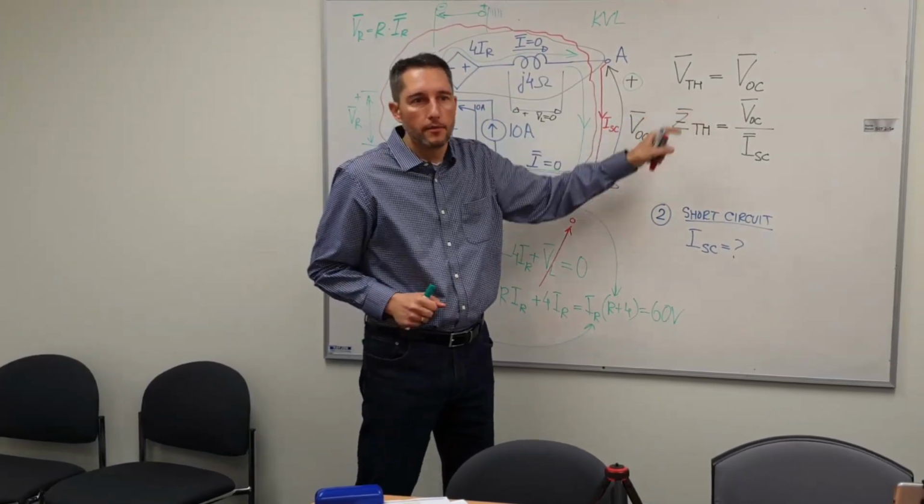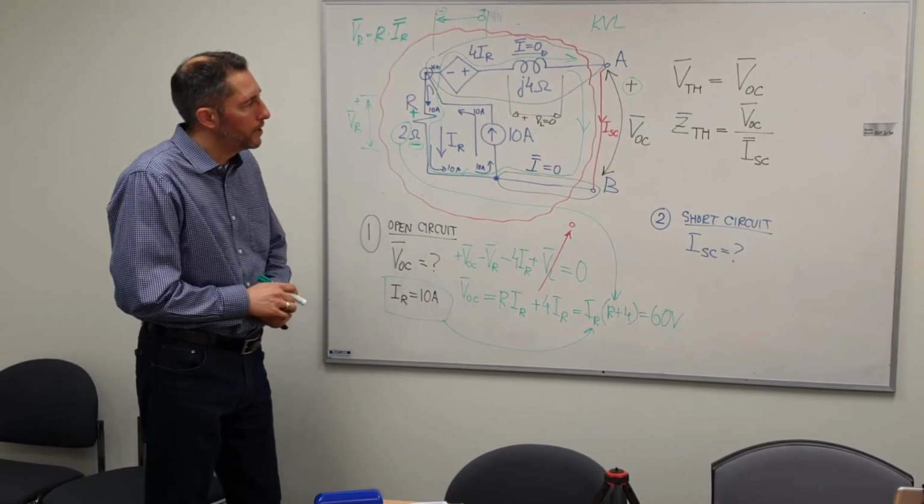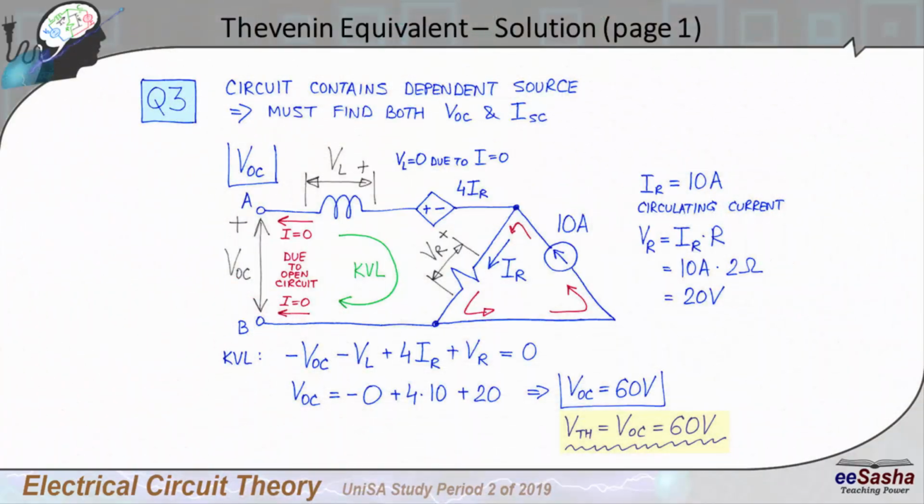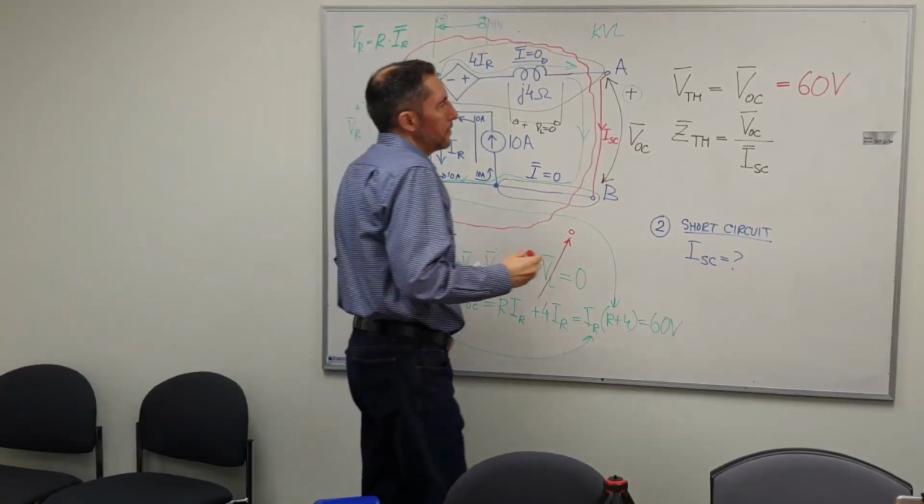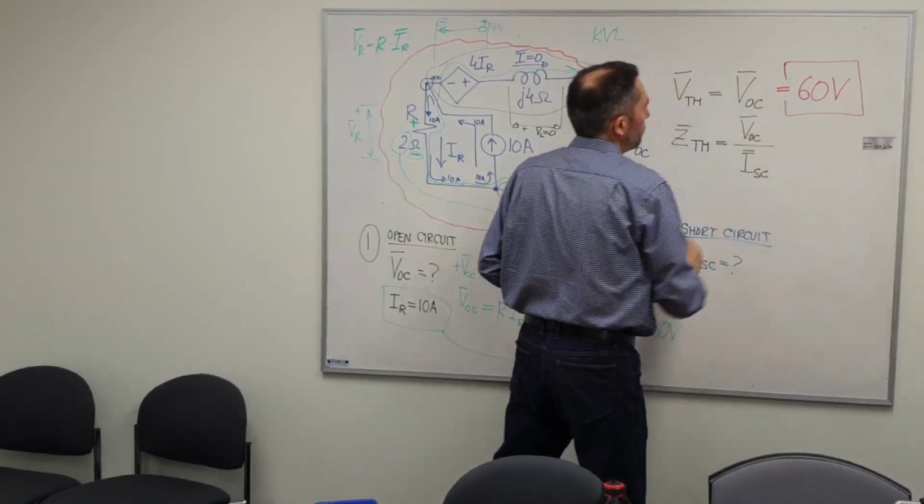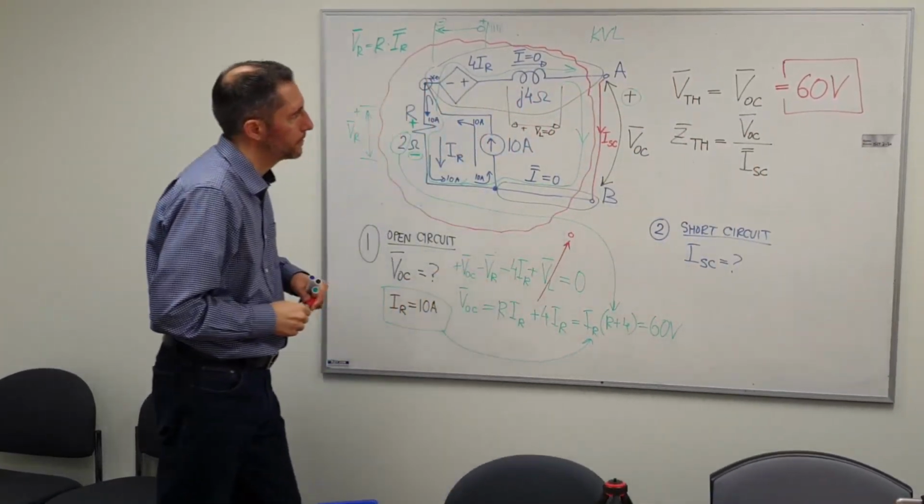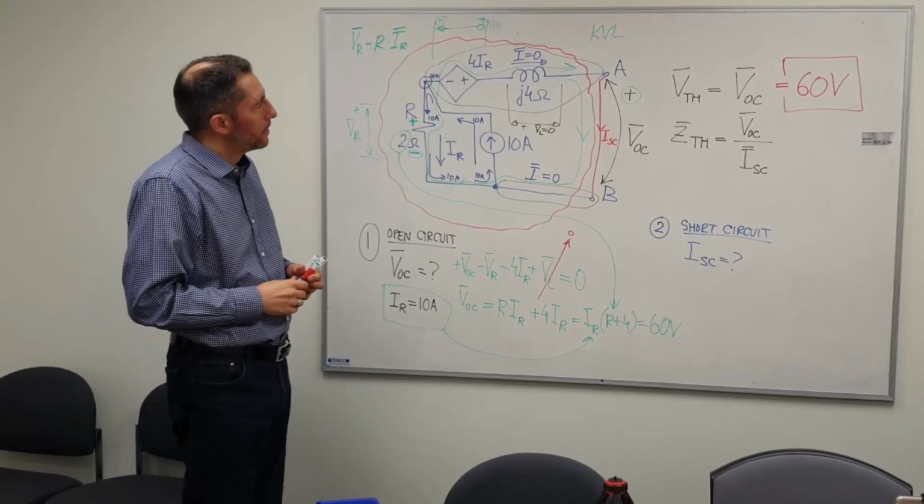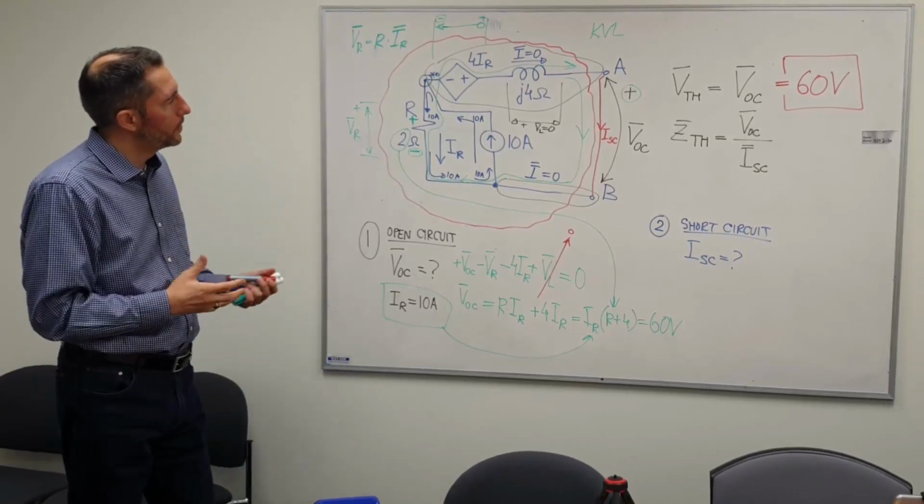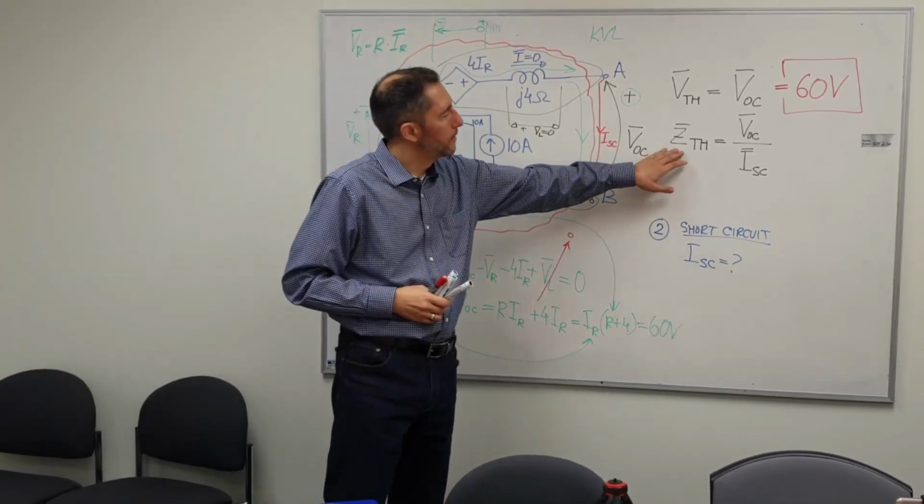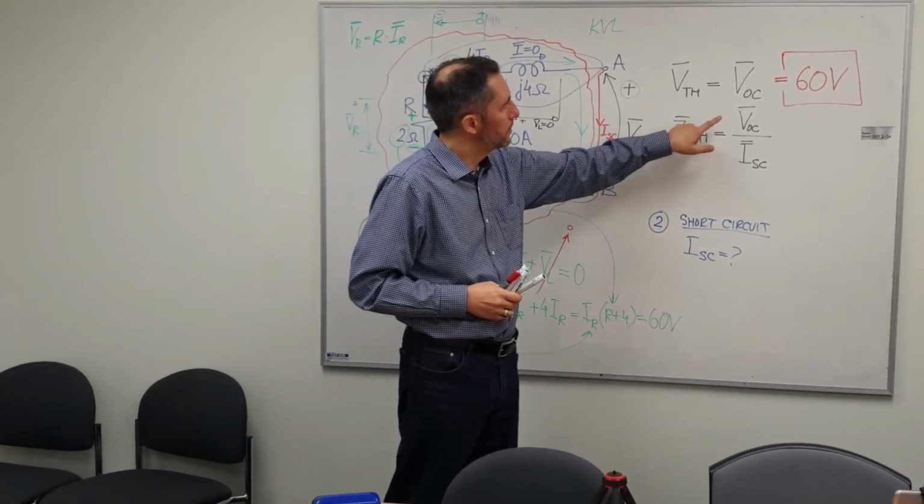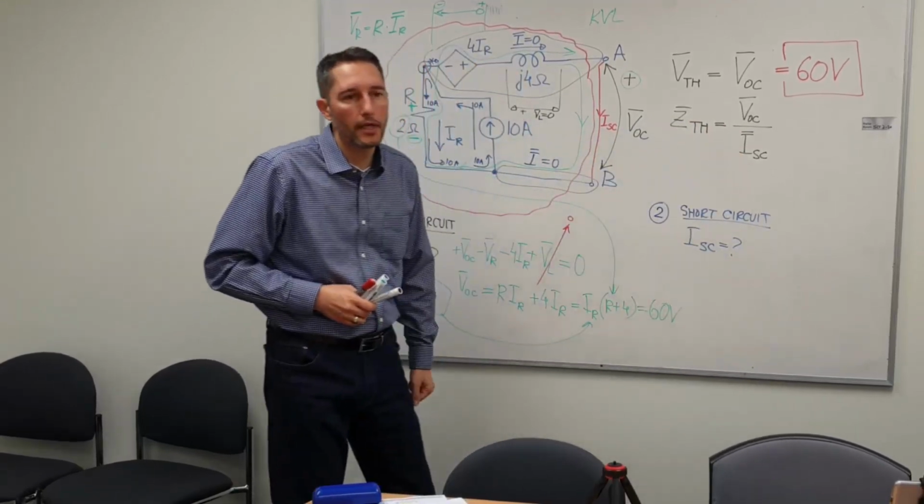So I have one piece of the puzzle done. So I can say that V Thevenin is 60 volts, and I don't even have the angle or anything. It's just a real number. So that's part one of the solution, so to speak. Now, in order to determine the whole Thevenin equivalent, we also need to find the Thevenin equivalent impedance. We already know VOC, so we need to find ISC.